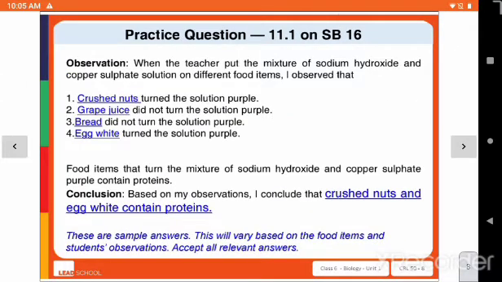So this is practice question 11.1 on SB 16. Write it down in your notebook.